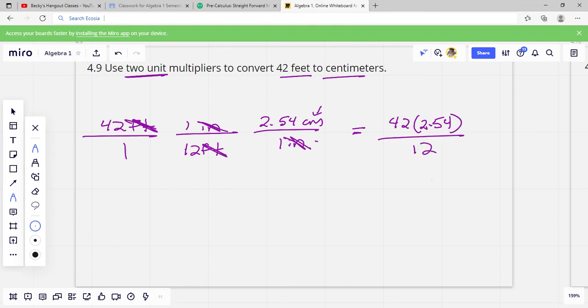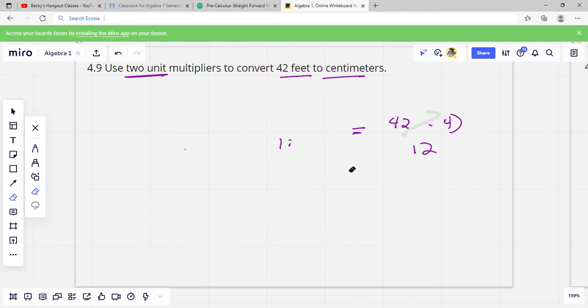Alright, now, did they make you do all of that? Let's see, that was 4.9. Oh, I messed up. I wonder if you guys caught it. Let's start over. Alright. 42 feet. You got to be real careful with these.